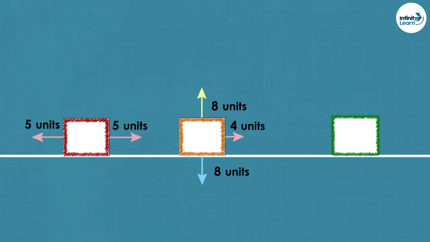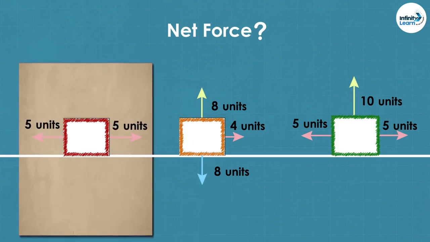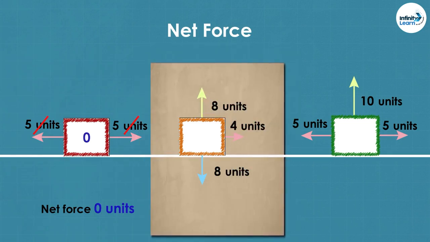Look at these 3 images and find the net force in each. In the first case, the forces cancel each other out and hence the net force will be zero. What about the second case?